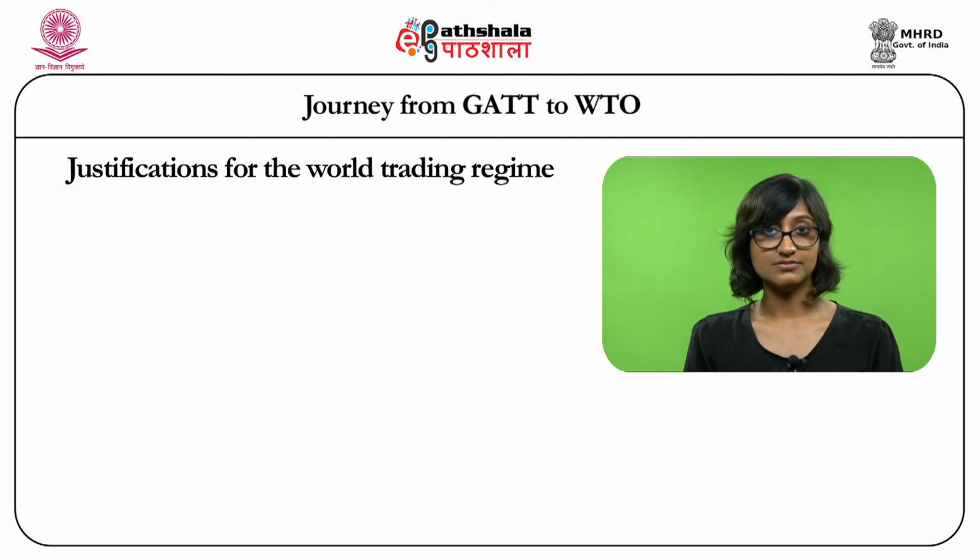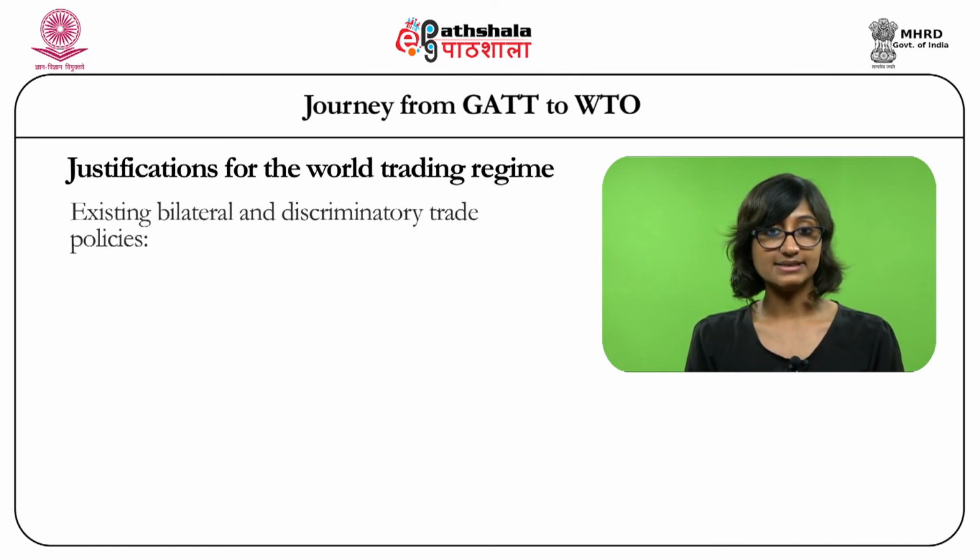The third theory is the theory of existing bilateral and discriminatory trade policies. This school of thought focuses on the discriminatory nature of pre-GATT trade relations determined by colonial preferences and bilateral trade agreements. For instance, between 1934 and 1945, the United States negotiated and accepted 32 reciprocal trade agreements. This view emerged to deal with the establishment of GATT as a response to existing bilateral and discriminatory trade policies.